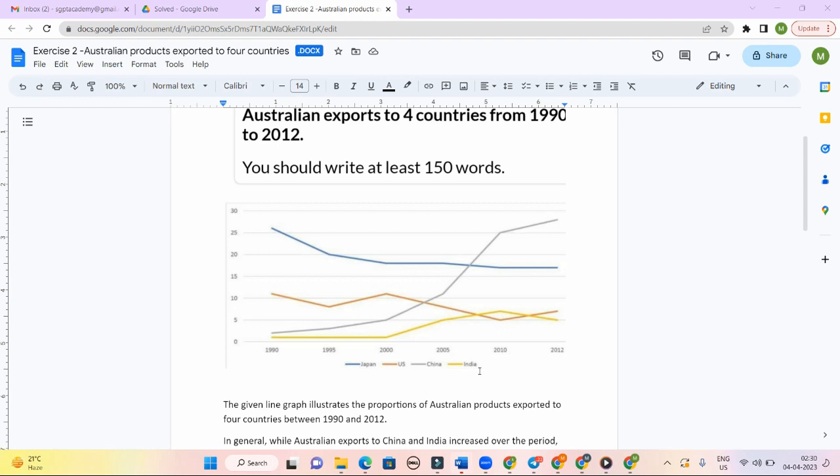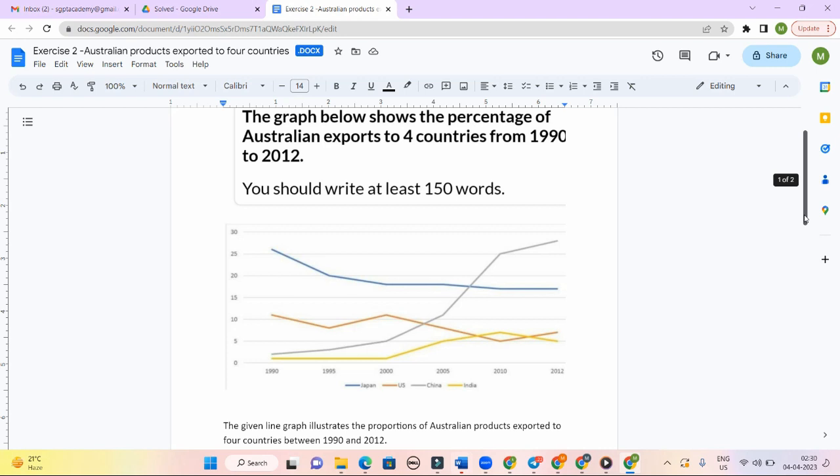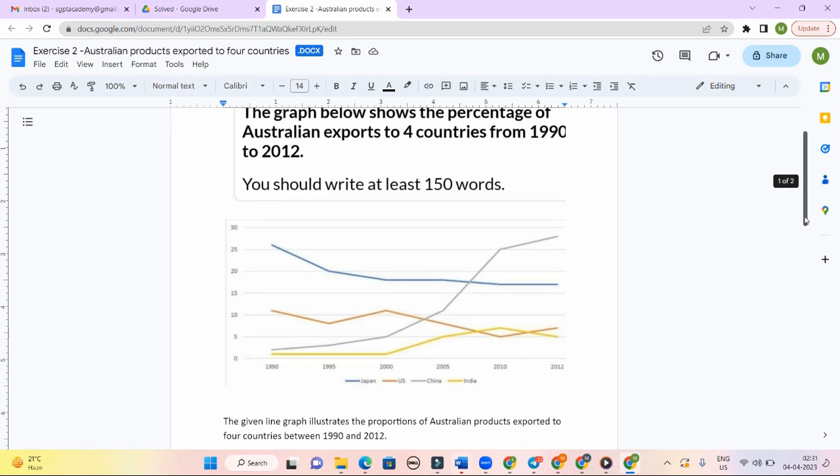2012. And finally India, which is in blue, has been on the same level from 1990 to 2000, and after that there has been a slight increase till slightly above 5 points, and then a slight downward trend till 2012. So these four countries' line graphs have been represented. What does this line graph represent? That is the percentage of Australian exports to 4 countries.